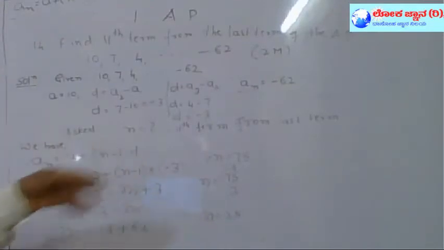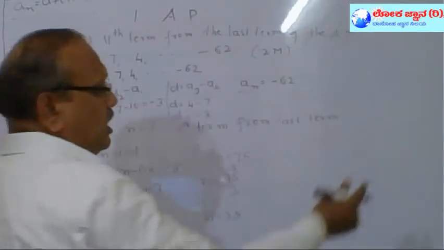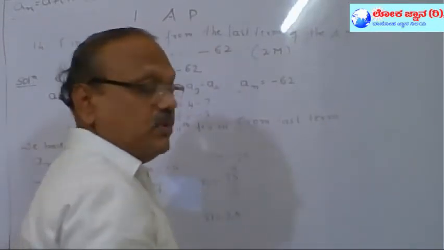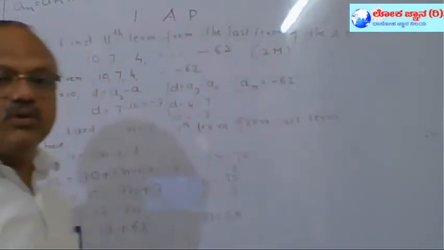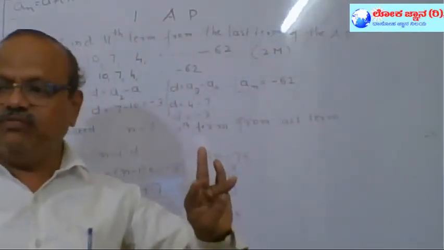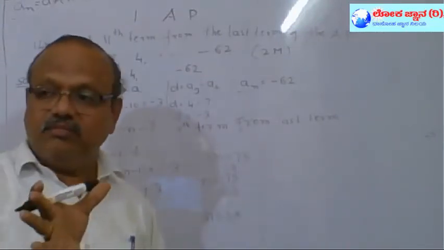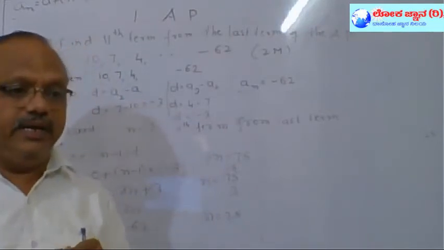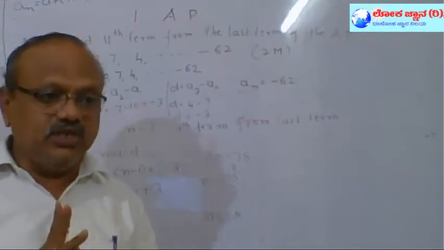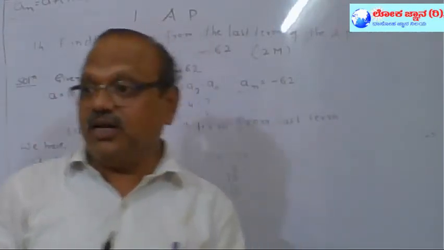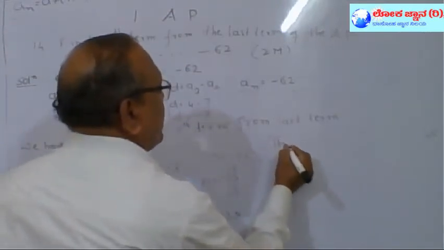So the 25th term is the last term. From there, how many terms do I have to come back? I have to come to the 11th term from the last. Counting back from 25th, 24, 23, 22, 21, 20, 19, 18, 17, 16, then 15. So the 11th term from the last is the 15th term.